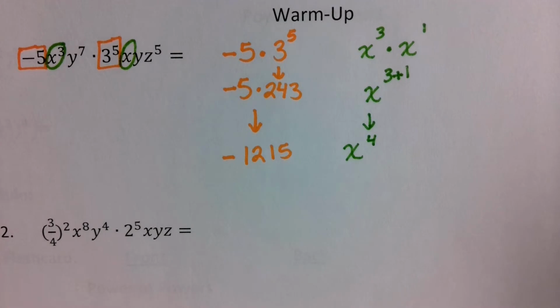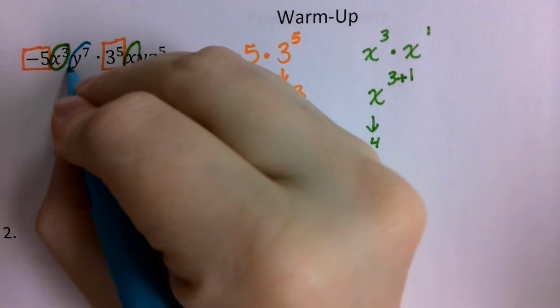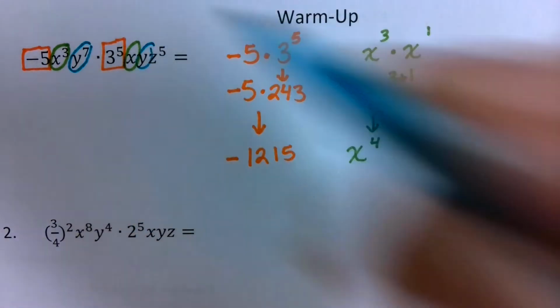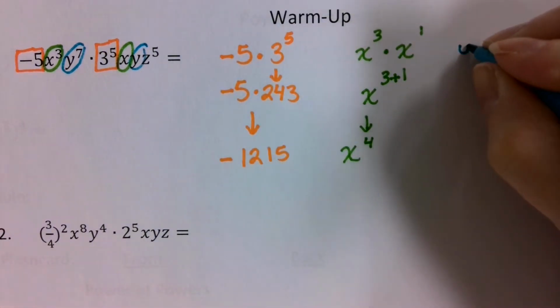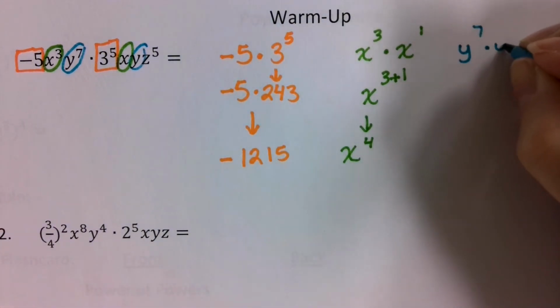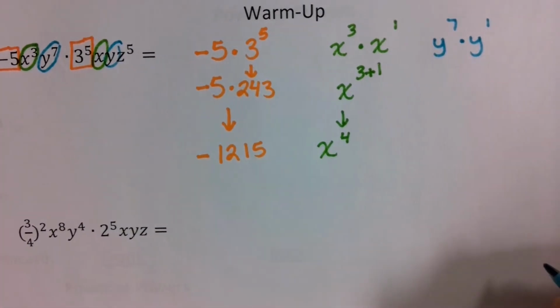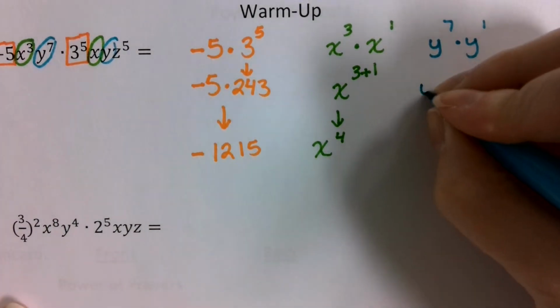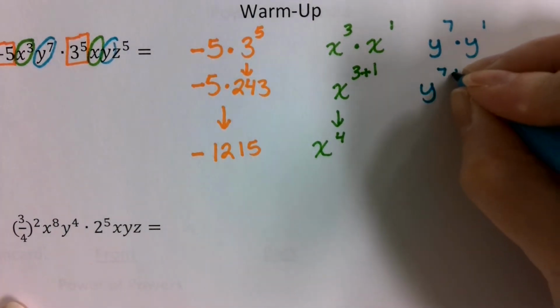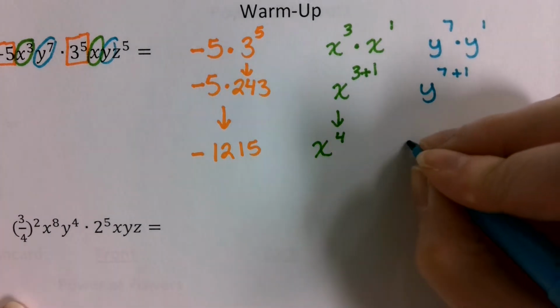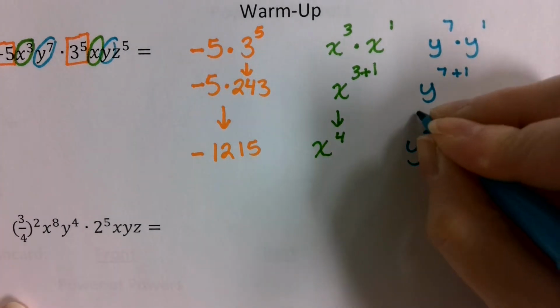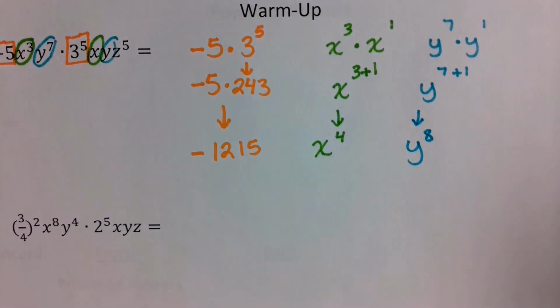Then we go to the y's. We have y to the 7th and then y, which is going to be y to the 1st. So y to the 7th times y to the 1st is the problem we're looking at. All we're going to do is add those exponents together, and 7 plus 1 gives us 8, so we get y to the 8th power.